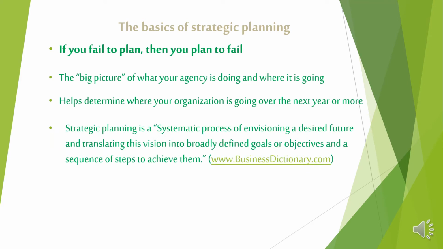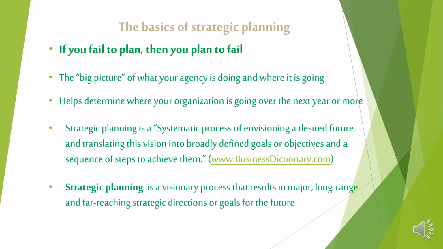The definition of strategic planning is a systematic process of envisioning a desired future and translating this vision into broadly defined goals or objectives and a sequence of steps to achieve them. In brief, we are planning to prepare some goals and objectives that we intend to achieve in the next few years of life, and the steps to achieve them. This is the strategic plan. Another definition for strategic planning is a visionary process that results in major long-range or long-term and far-reaching strategic directions or goals for the future. We are preparing for the future through preparing long-term and even some short-term goals and objectives.